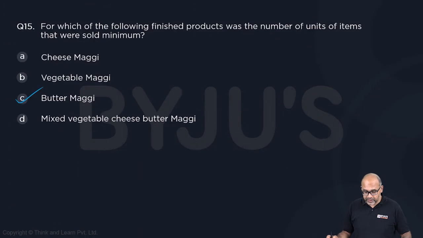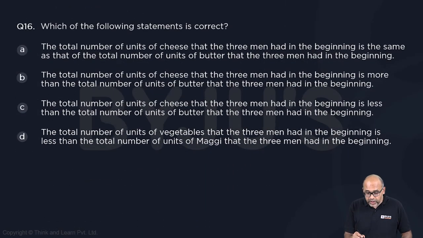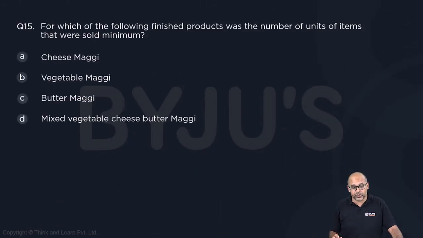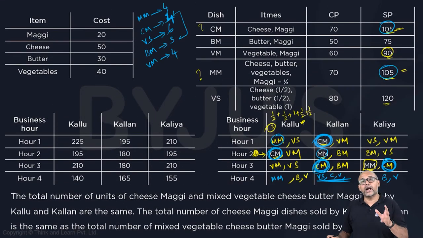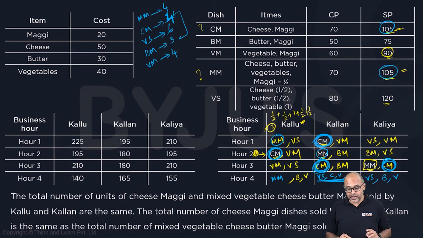So what does the statement say? The total number of units of cheese that the 3 men had in the beginning is same as total number of butter that the 3 men had in the beginning. So I have to add up the total of cheese and add up the total of butter for all 3. Okay, so Kallu had 3 units of cheese at the beginning.